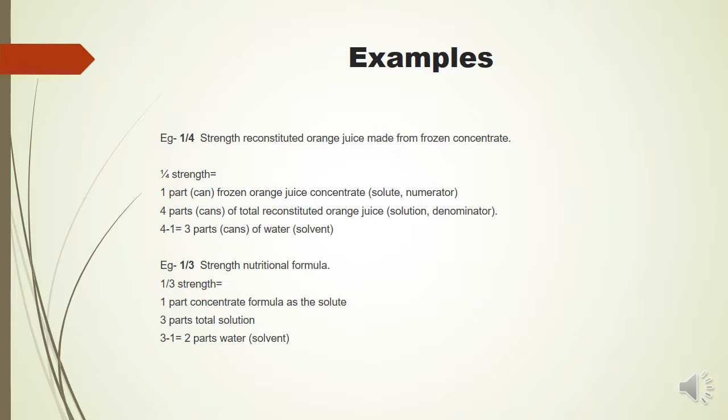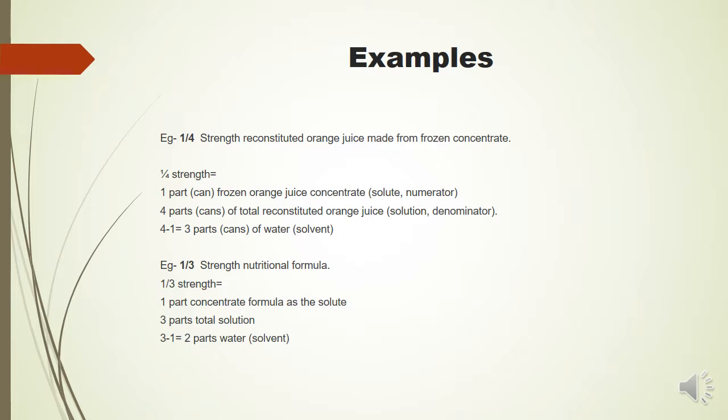So let's talk a couple examples here. We want a quarter strength reconstituted orange juice made from frozen concentrate. So a quarter strength. What does this mean? What does our numerator represent? Our amount of solute. Solute, numerator. Perfect. So that's 1 can. We've used 1 can of frozen orange juice. What does this denominator represent? 4 cans total. So that's the full solution.